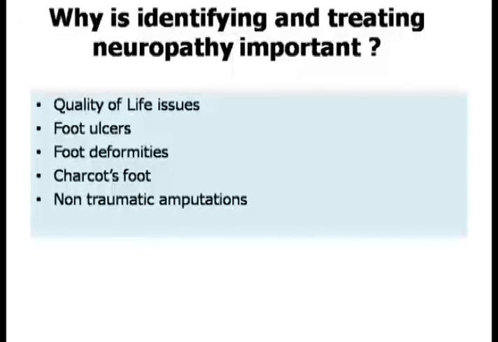So what is the importance of identifying and treating this disorder? Quality of life issues. You all know, as treating physicians, that when you have a patient with severe diabetic neuropathic pain, this really impairs the quality of life and the sleep of your patients. Then there are foot ulcers, foot deformities, Charcot's foot, and among patients with amputations, diabetes forms the number one cause of non-traumatic amputations in practice. So there are a lot of reasons why you should be identifying diabetic neuropathy.